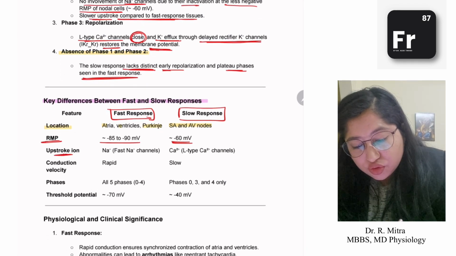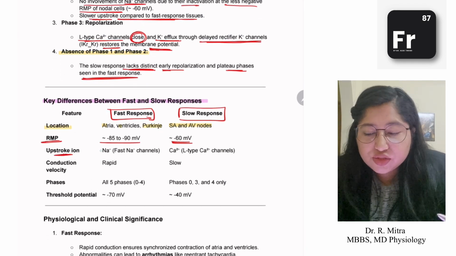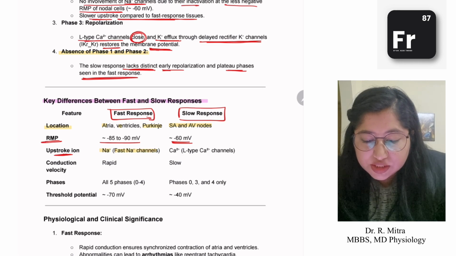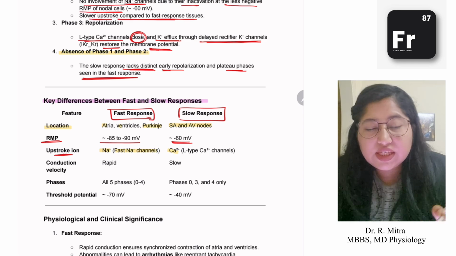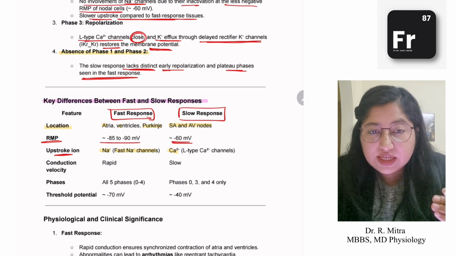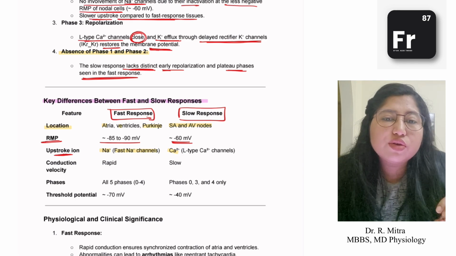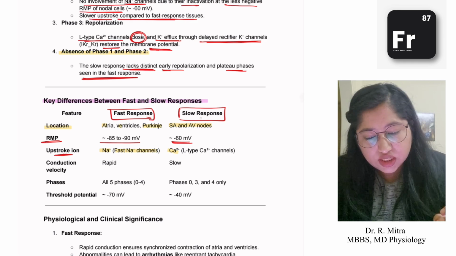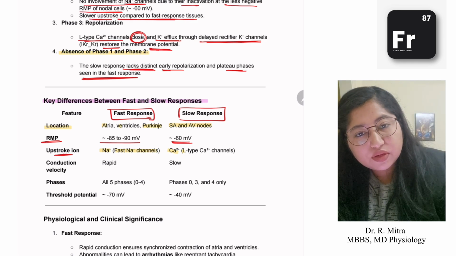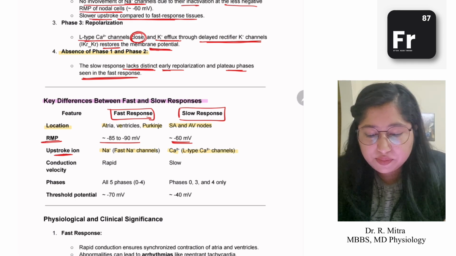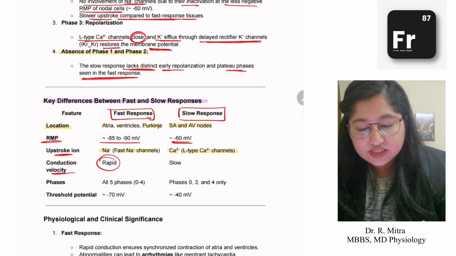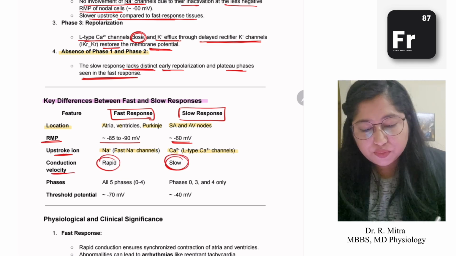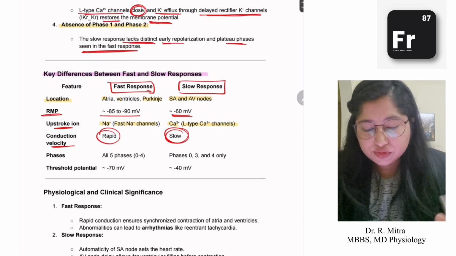Next, the upstroke ion in case of fast response is sodium, through the fast sodium channels, and in case of slow response it is calcium. As you would have appreciated, in the slow response there is no contribution of sodium in the upstroke. So the calcium brings about the slow response via the L-type calcium channels. Now the conduction velocity is rapid in case of fast response and slow in case of slow response.